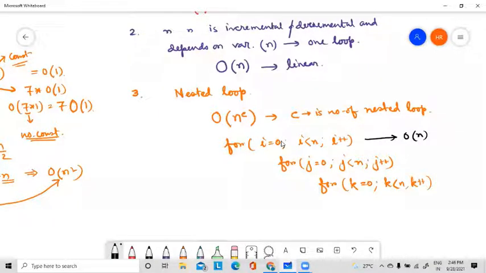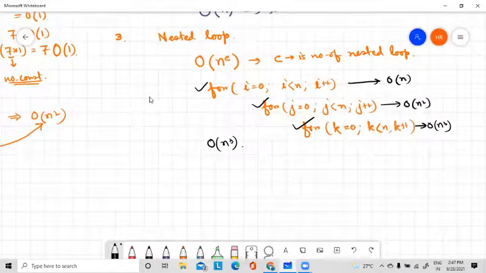Then see what is the time complexity of this one: order of n. For one particular value of this, it will run n times. So what is the time complexity of this? Order of n square. For one value of this, it will run n times, so how many times will this run? N square times. So the time complexity of this becomes n cube. Among these, which one is the highest? N cube. So the time complexity is order of n cube. Here I have used 3 nested loops, so it becomes order of n cube. So this is for nested loops.